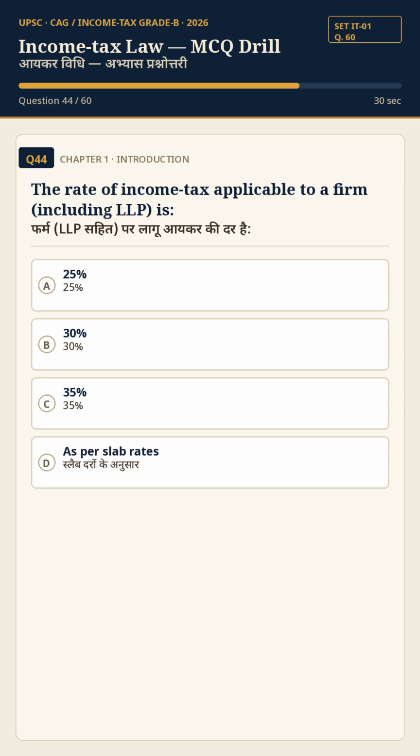Question 44. The rate of income tax applicable to a firm, including LLP, for AY 2026-27. Option A, as per slab rates. The correct answer explanation: a firm, including a limited liability partnership, is taxed at a flat rate of 30%.